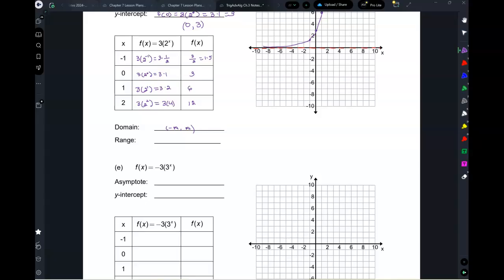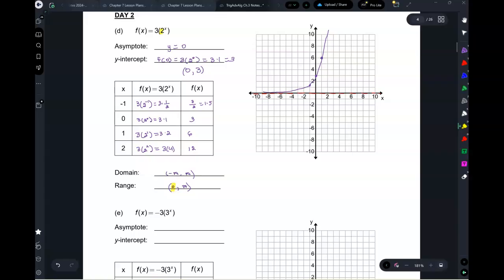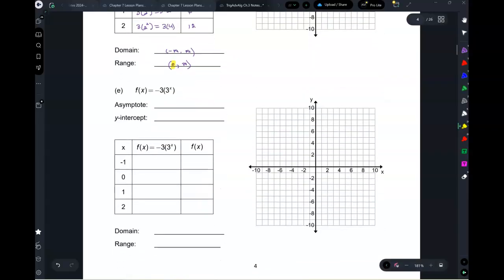And the range is from 0 to infinity. Okay, so remember, this number is always going to be the same value as the asymptote, right? And you're either going to go to infinity or -infinity and so on. Okay, so let's take a look at this one.